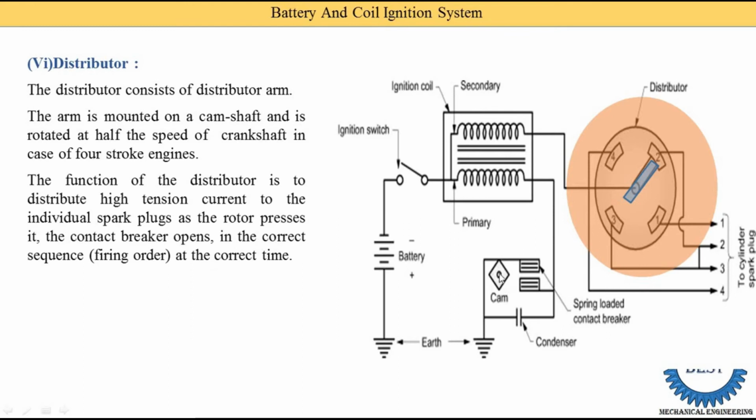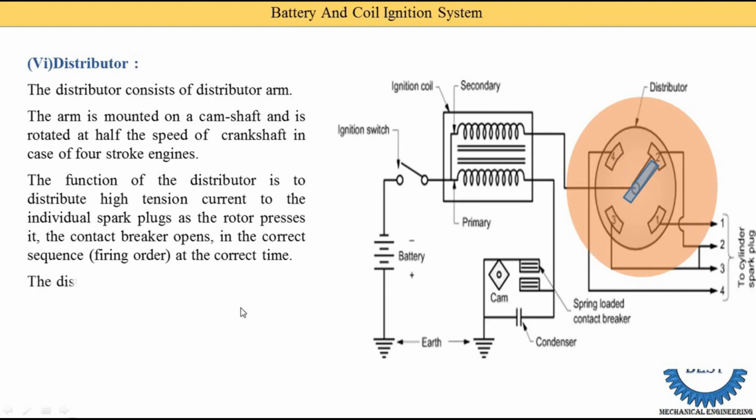Means when this contact point is open, here we open this 4 times. So when the contact breaker is open, at that time the high frequency current is supplied to the distributor, and the distributor supplies it to any one of the spark plugs, 1, 2, 3. It depends upon the firing order which spark plug the current is supplied to.